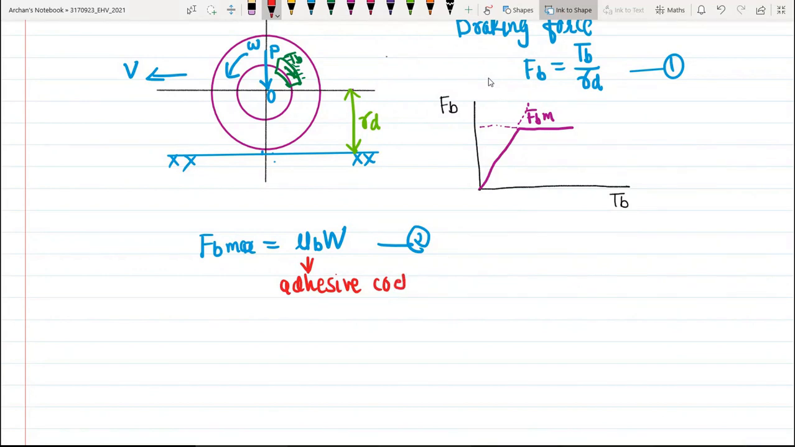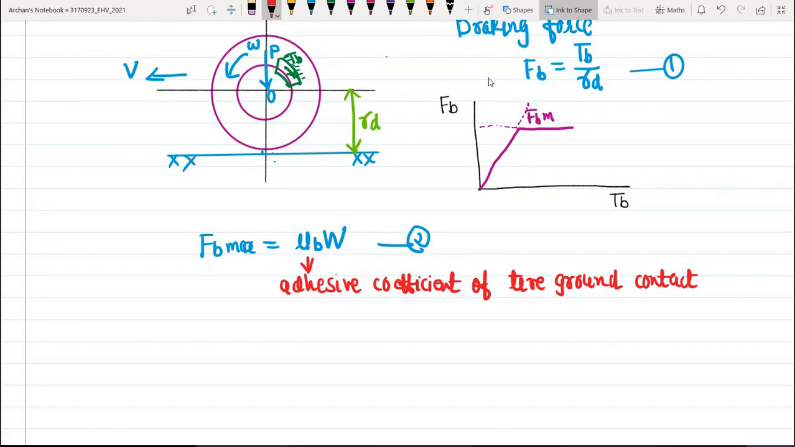Adhesive coefficient of tire ground contact, right? Okay, so the adhesive coefficient is varying with the slipping of the tire, and there exists a maximum value in the slip which is in the range of 15 to 20%, right?